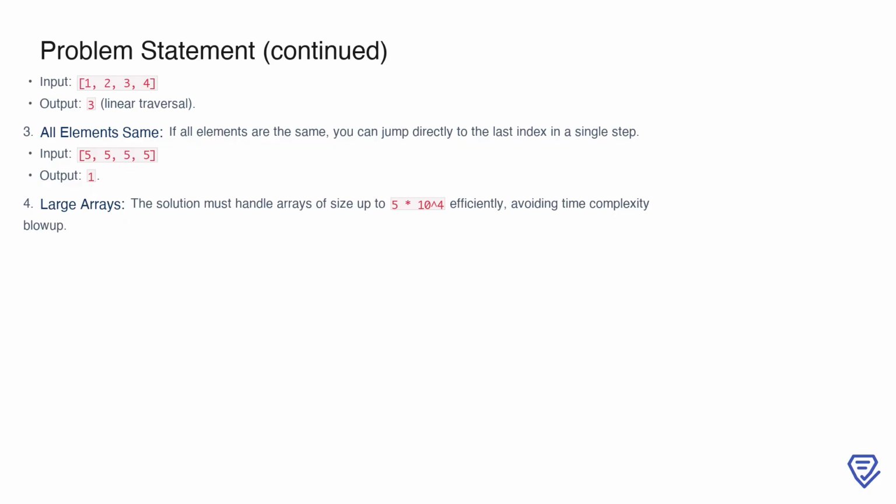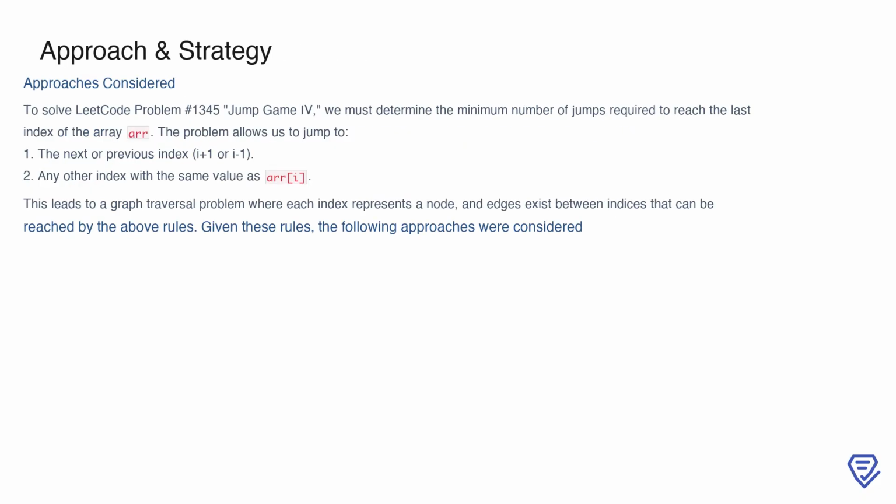Lastly, because the array size can go up to 50,000, the solution must be efficient to avoid excessive time complexity. These constraints ensure that the algorithm is robust and can handle both small and large inputs effectively. To solve problem number 1345, Jump Game 4, the goal is to find the minimum number of jumps required to reach the last index of the array.